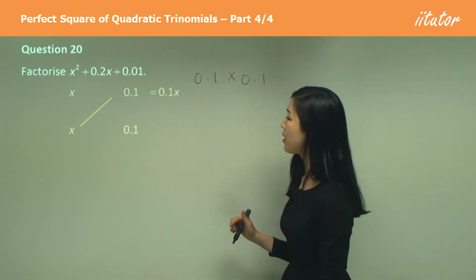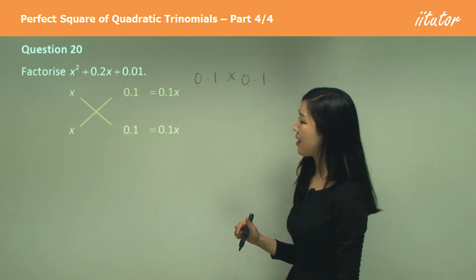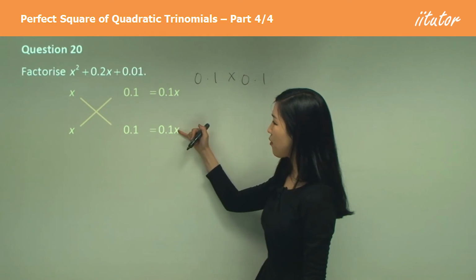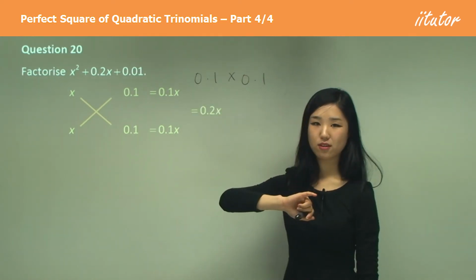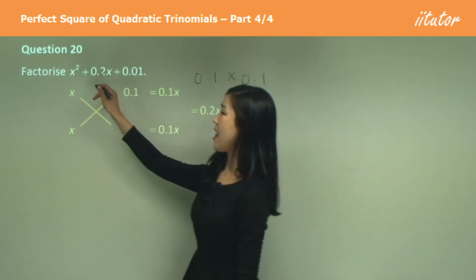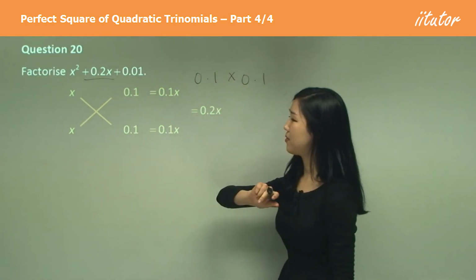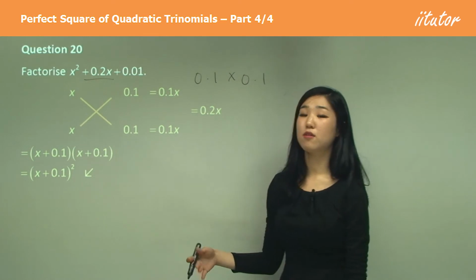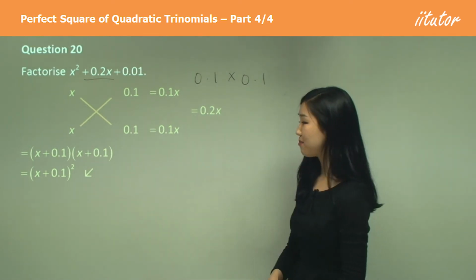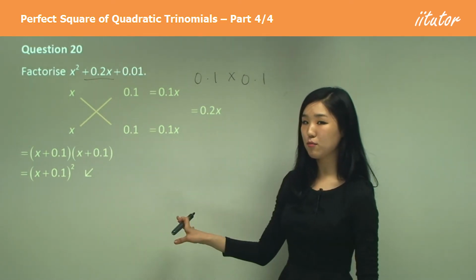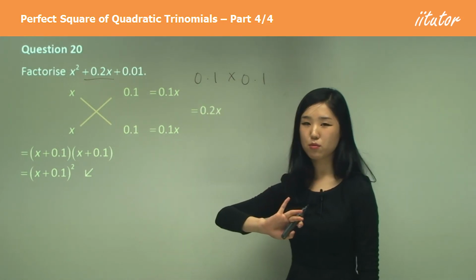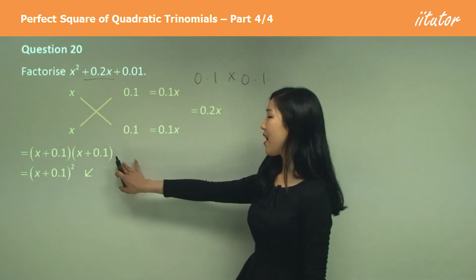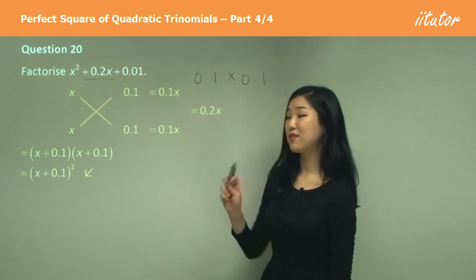Okay, and cross multiply, stick the x in the front. And we know that 0.1 plus 0.1 is 0.2. So we've got 0.2x, and it must be the same as this. So we've got x plus that, so it's x plus 0.1 squared. Okay? Exactly the same. Just keep it in this decimal form because the question is in decimal form. So trying to keep it the same form as the question. Okay? And that's pretty much it. That was some perfect squares.